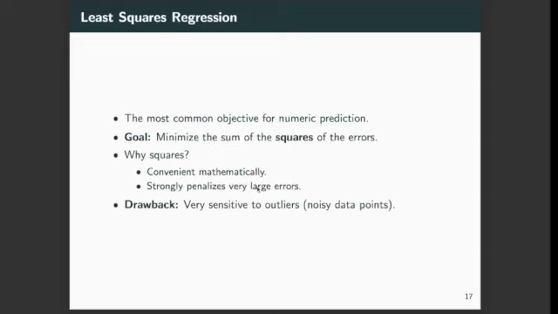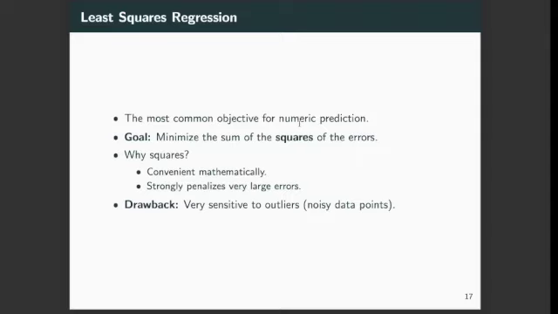Okay, now we talk about the least squares regression. The goal of the least squares regression is to minimize the sum of squares of the error. So the question is why we want to minimize the sum of squares of the error, but why not just minimize the sum of the errors, but we need to square them?